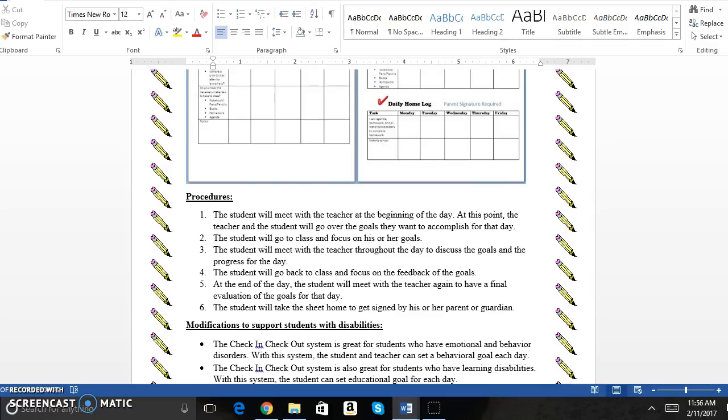The procedures are: the student will meet with the teacher at the beginning of the day. At this point, the teacher and the student will go over the goals they want to accomplish for the day. This is the initial check-in for the day.